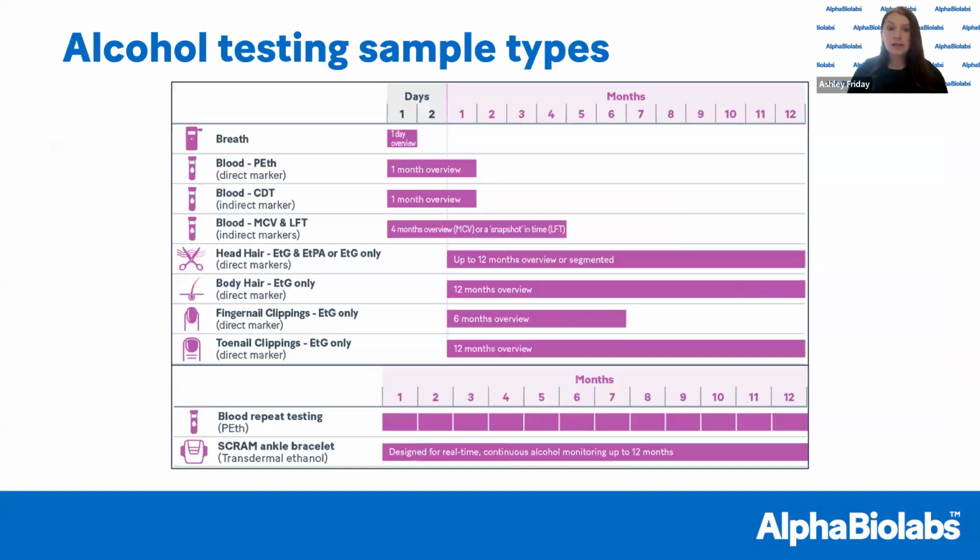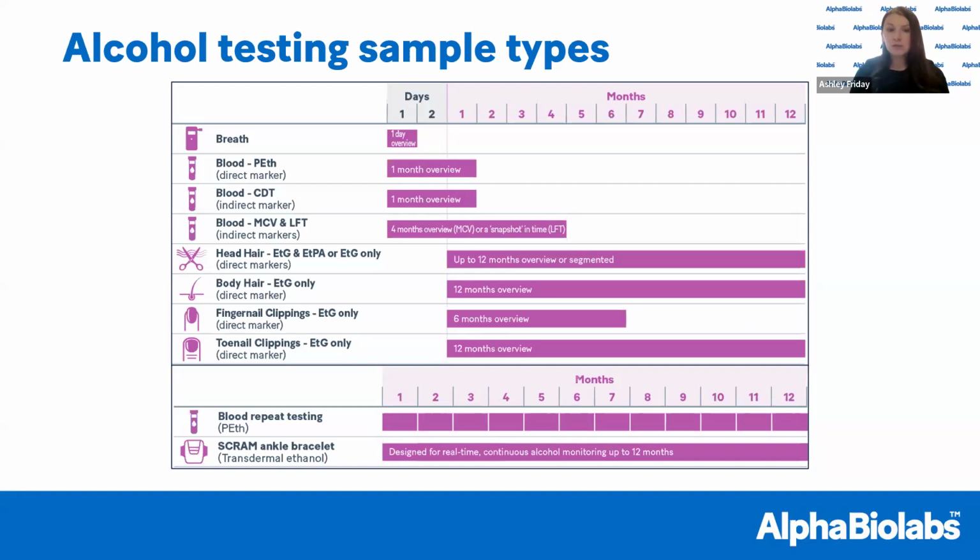When we look at alcohol testing, you've got a few different options. So you've got a breathalyzer test, which is just testing the here and now. So something that you may want to do repeat, say in advance of contact with an adult to make sure that they're not under the influence of alcohol at the time of contact. That would probably be the most appropriate use for a breathalyzer sample.